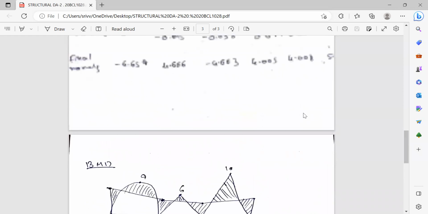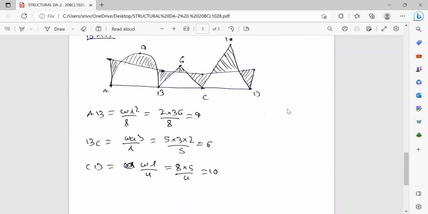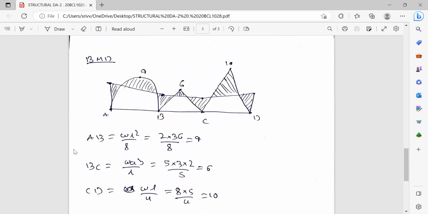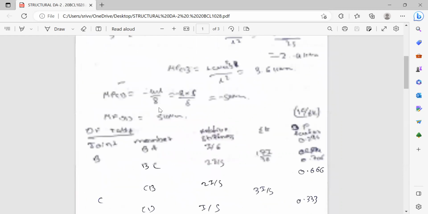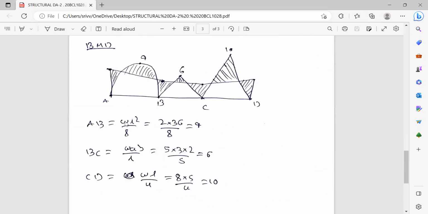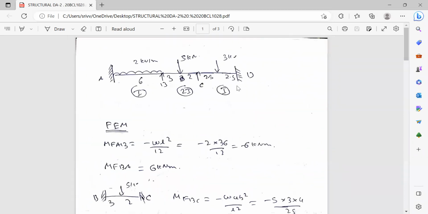Then we have to draw the bending moment diagram. Here for AB, BC, and CD, we have formulas. AB is a UDL, so the formula is WL square by 8. So we got 9. BC is a point load with different lengths, so W A B by L. We got 6. CD is a point load with the same length throughout the span, so WL by 4. We got 10, and we draw the bending moment diagram for this. Yes. That's it. Thank you.